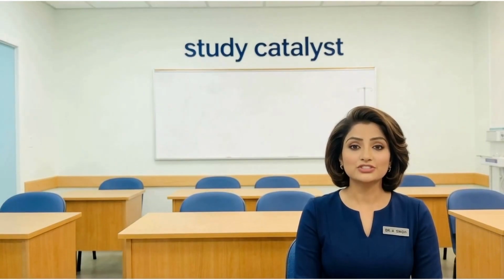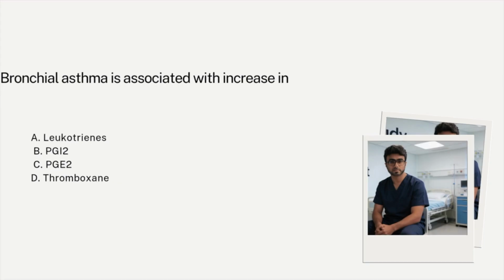Bronchial asthma is associated with increase in: A. Leukotrienes, B. PGI2, C. PGE2, D. Thromboxane.